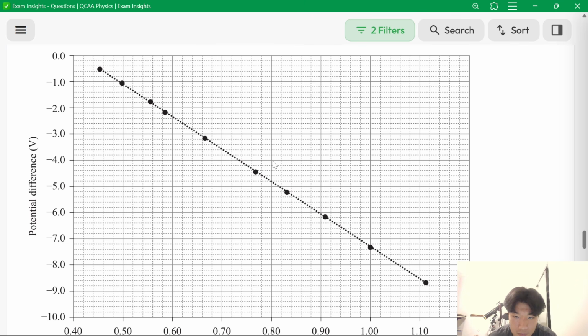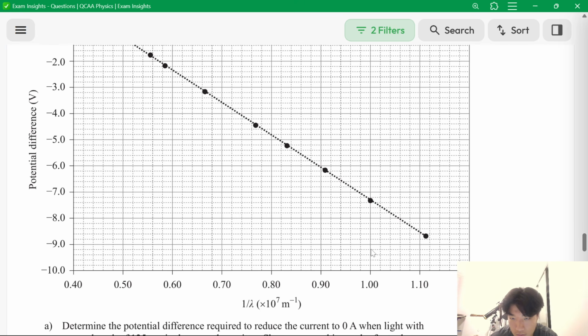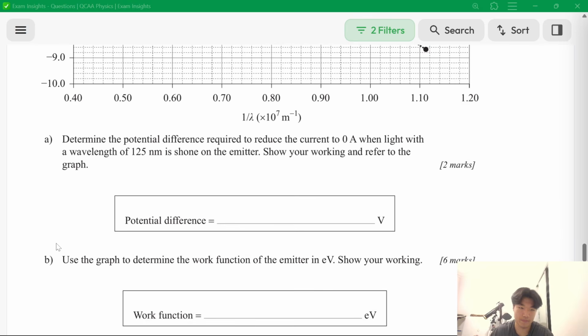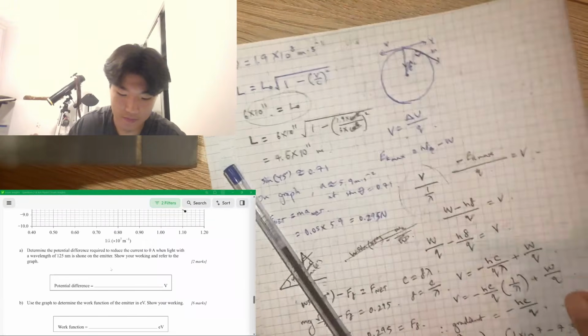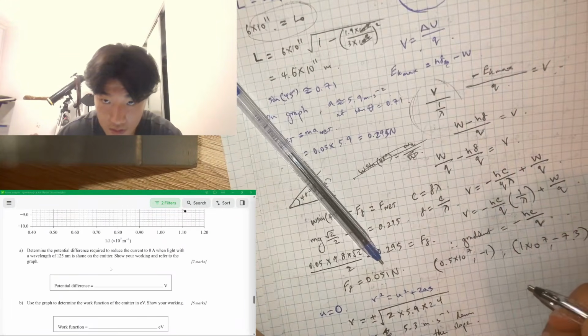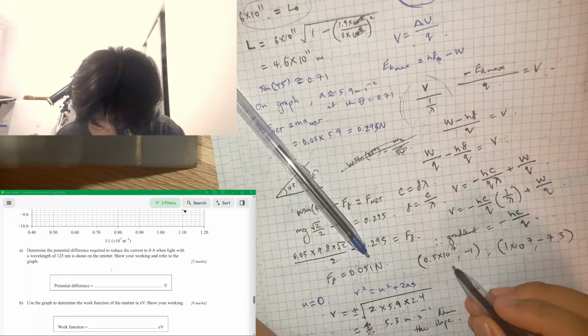Another point. Let's find something suitable. The one here, the second lowest point. It's 1 times 10 to the 7, and then it's approximately -7.3. Something like that. So now we have this.